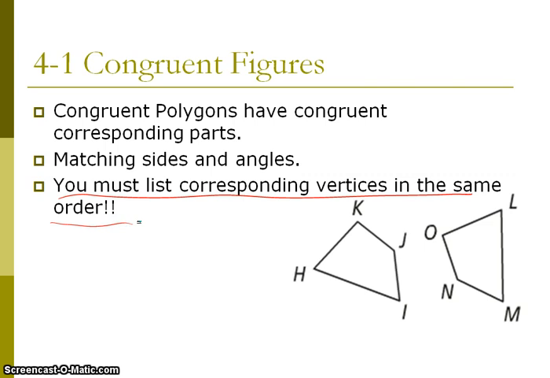So if we look at these two polygons, and I'm talking about polygon K, J, I, H, and I want to call it congruent to another polygon, I can't just start listing this any which way I want. We've got to decide which parts correspond with which parts.